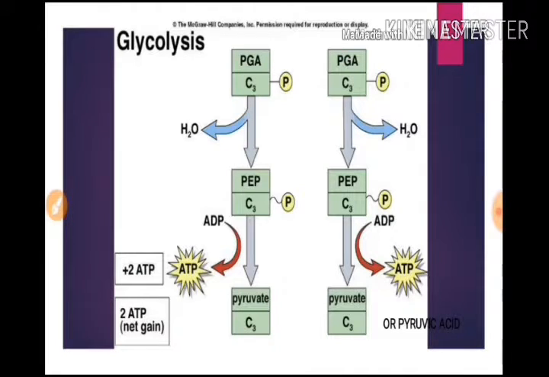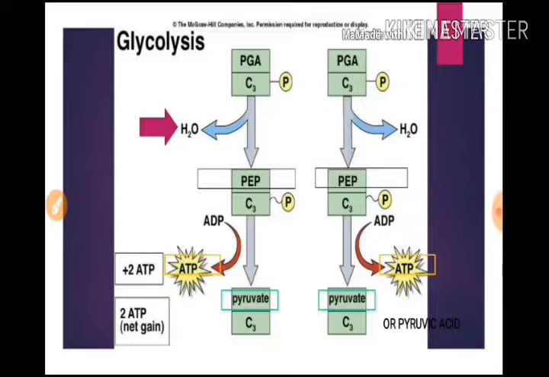So this will be reconfigured into pyruvate or pyruvic acid. From this configuration, we also gain 2 ATP, again from ADP with an inorganic phosphate attached to it, it will become an ATP. So here, a water was produced from the configuration. So we have here 2H2O.